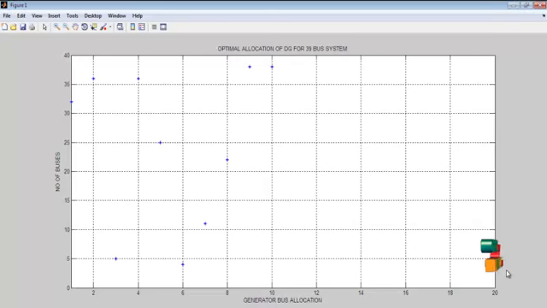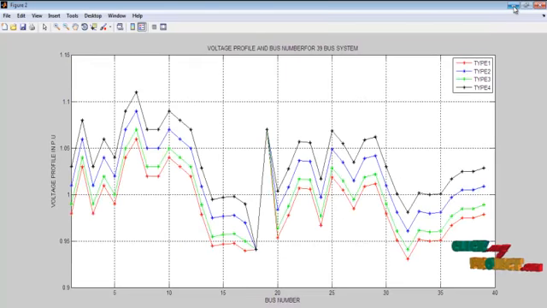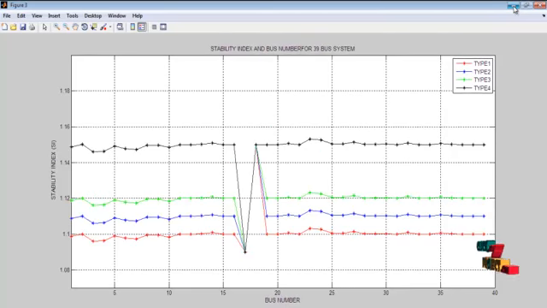The first output is the optimal allocation for the 39 bus system, with the number of buses on the y axis and generation bus allocations on the x axis. The next one is the voltage profile versus bus number for the 39 bus system, with the voltage profile in per unit on the y axis and bus number on the x axis. The next waveform is the stability index versus bus number for the 39 bus system, with bus number on the x axis and stability index on the y axis.